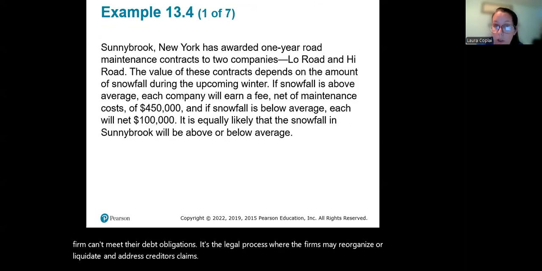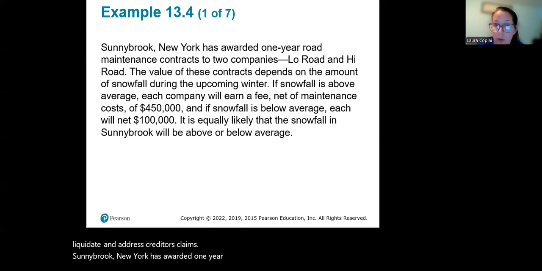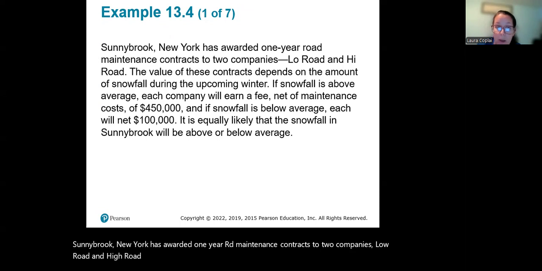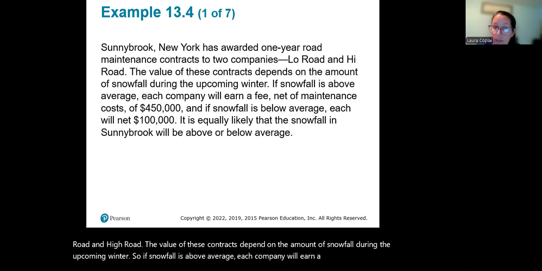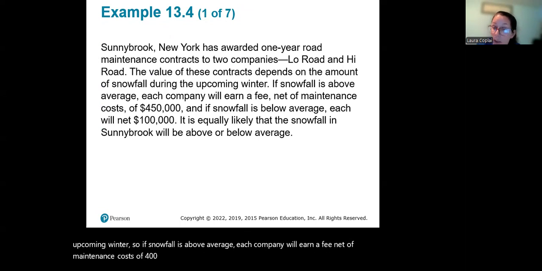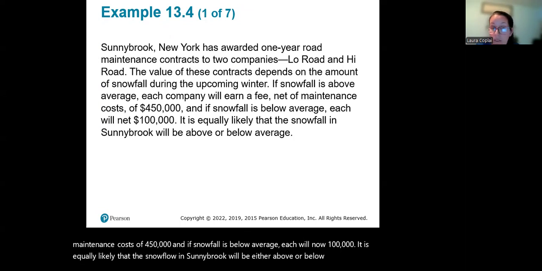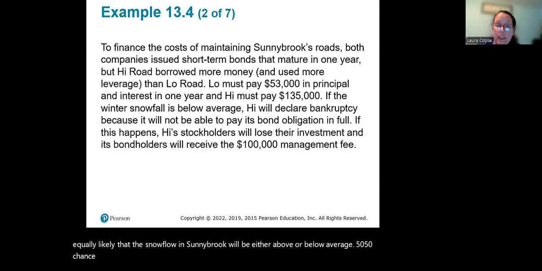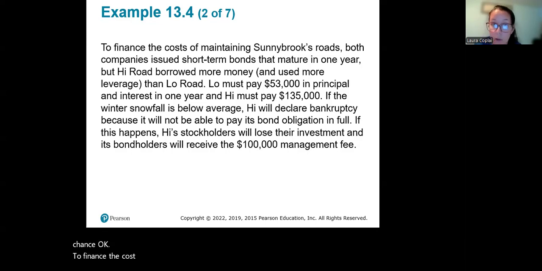Sunnybrook, New York has awarded 1-year road maintenance contracts to 2 companies, Low Road and High Road. The value of these contracts depends on the amount of snowfall during the upcoming winter. So if snowfall is above average, each company will earn a fee net of maintenance costs of $450,000. And if snowfall is below average, each will net $100,000. It is equally likely that the snowfall in Sunnybrook will be either above or below average. 50-50 chance, okay?